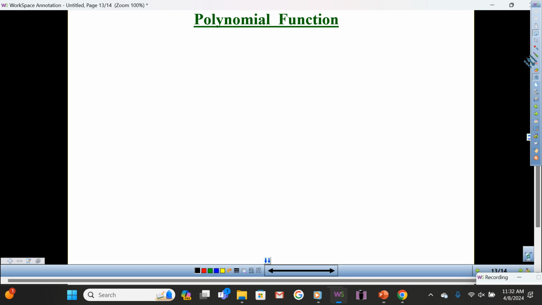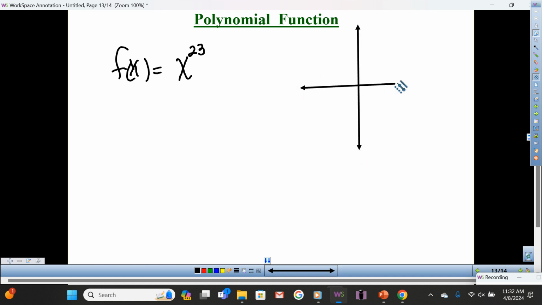Let's try this. Here it goes. Y'all ready? All right. So, don't write this down. Let's say I gave you f of x equals x to the 23 power. We don't know what that graph is going to look like, but we know where it starts and where it ends. Tell your neighbor where it starts and where does it end.